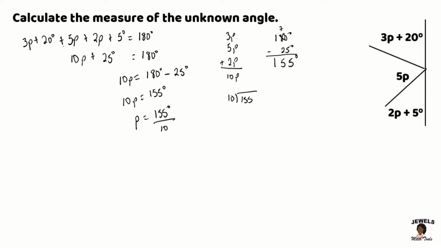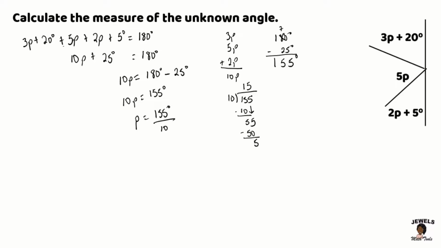10 divides into 15 one time. 1 times 10 is 10. 15 minus 10 leaves us with 5. We're going to bring down our 5, changing 5 into 55. 10 goes into 55 5 times. 5 times 10 is 50. And 50 subtracted from 55 degrees is 5 degrees.